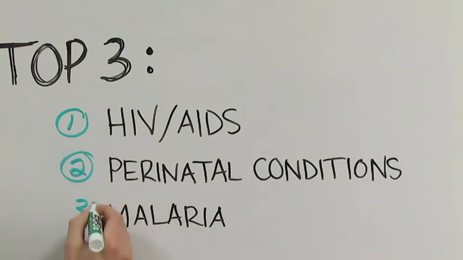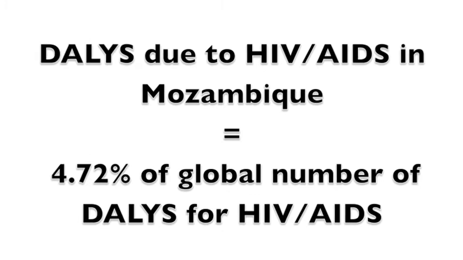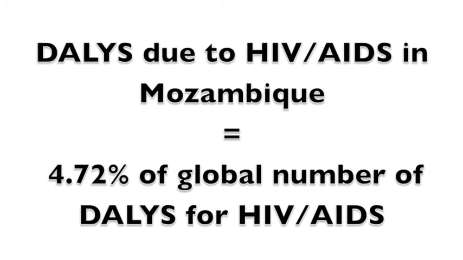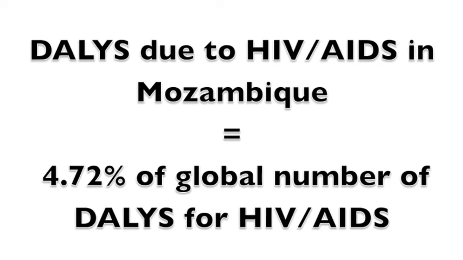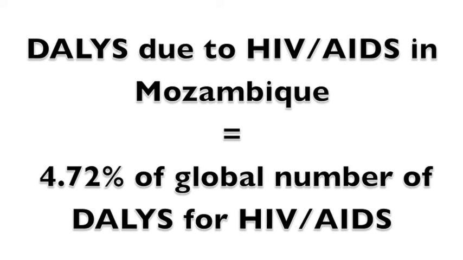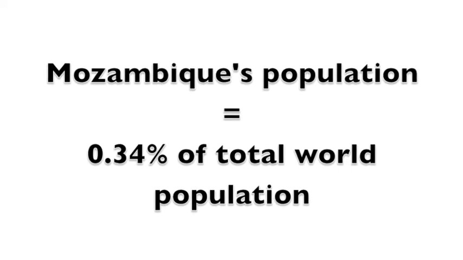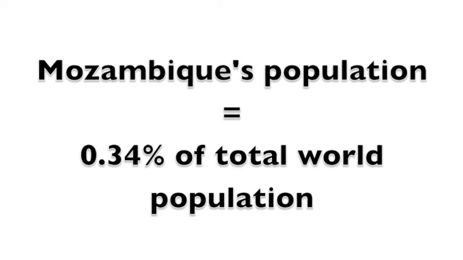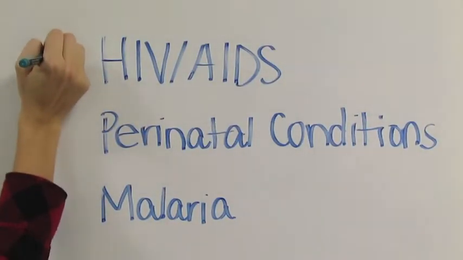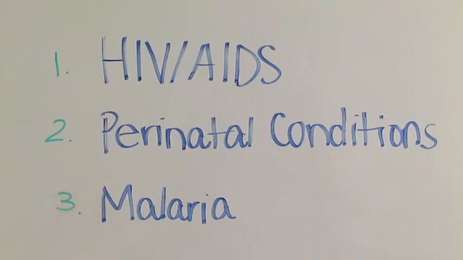and malaria. According to 2010 data, Mozambique's DALYs caused by HIV/AIDS represents approximately 4.72% of the global number of DALYs due to HIV/AIDS. Yet, in 2010, Mozambique's population was only about 0.34% of the total world population at that time. The top 3 main public health issues in Mozambique are HIV/AIDS, perinatal conditions, and malaria.